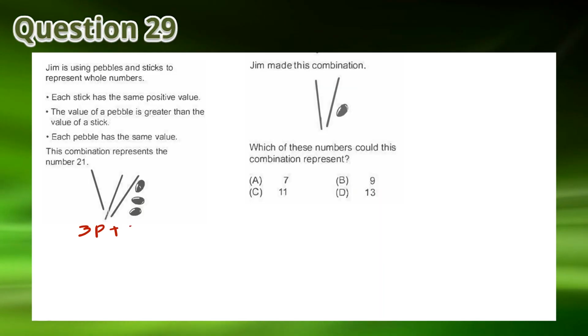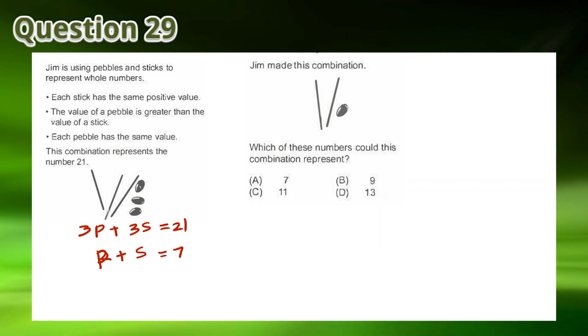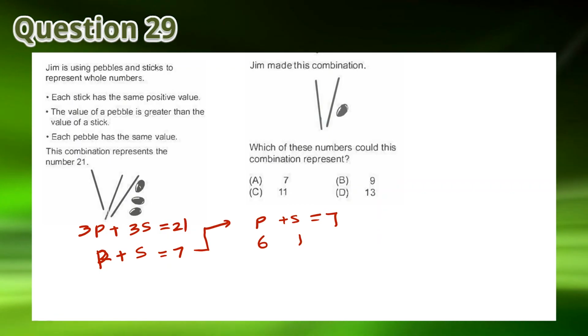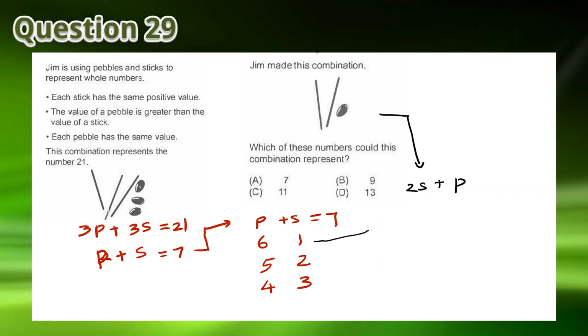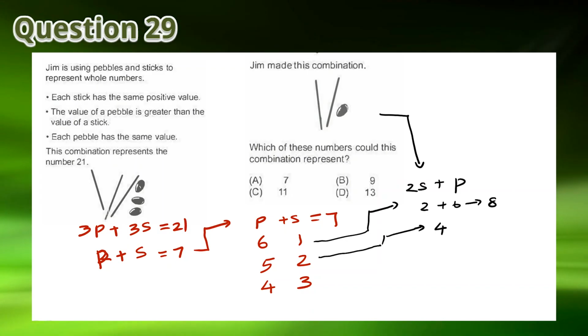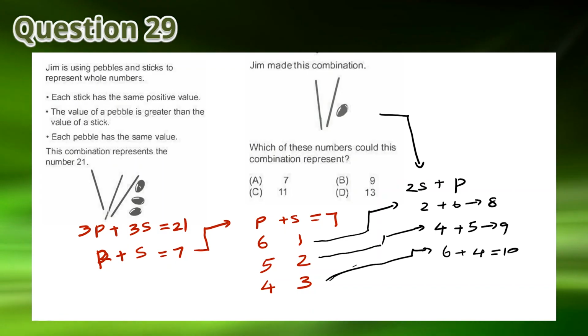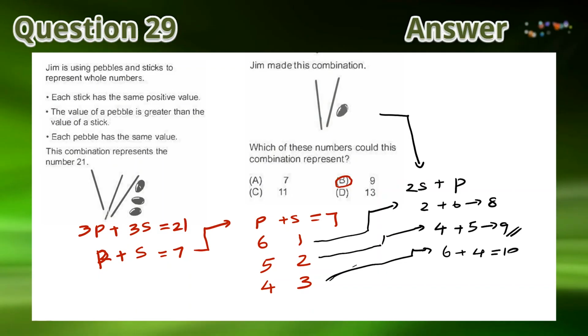Three pebbles plus 3 sticks is equal to 21. So a pebble plus a stick is 7. We can trial and error different values into this equation. We get 6 and 1, 5 and 2, and 4 and 3. We find that 5 and 2 works and gives a value of 9. This is an option in the answers, so the answer is B.